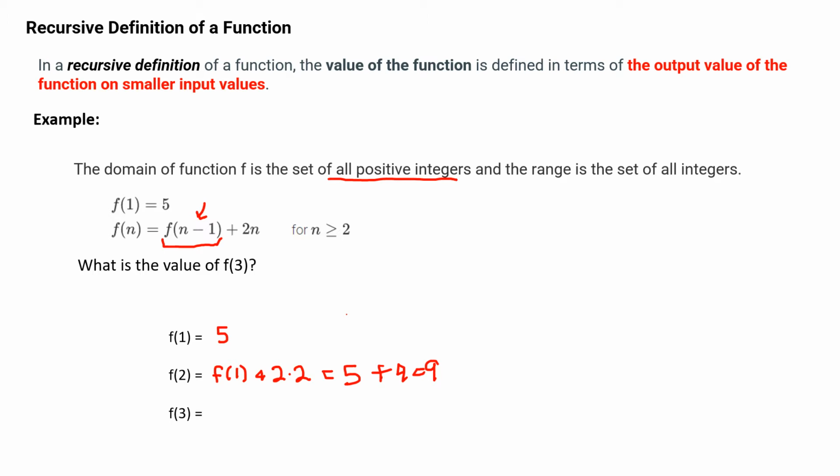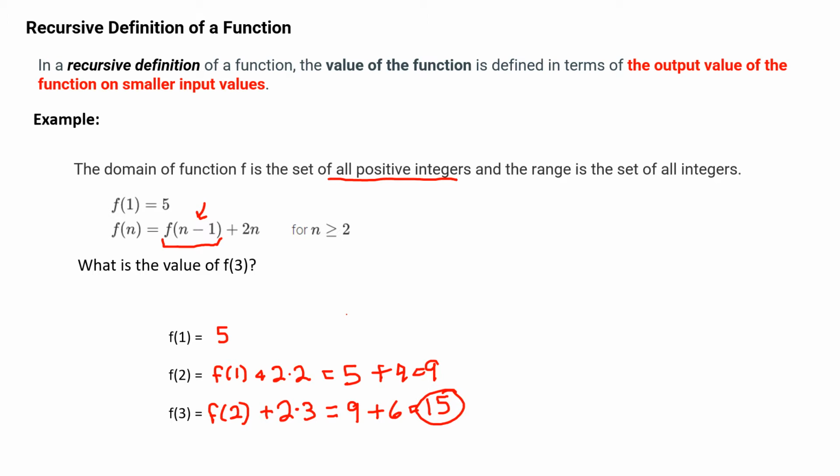Now let's look at what f of 3 is equal to. That's going to be f of 2 plus 2 times whatever n is, and n is 3. So now I have f of 2 is 9, and then I add 6, and I get 15. So my answer would be f of 3 equals 15.